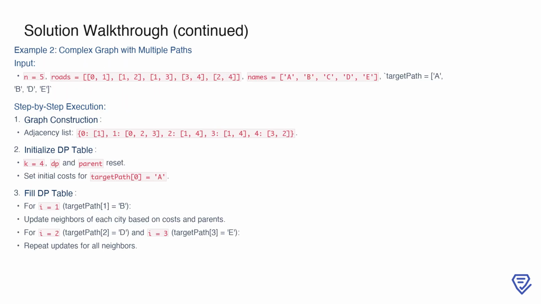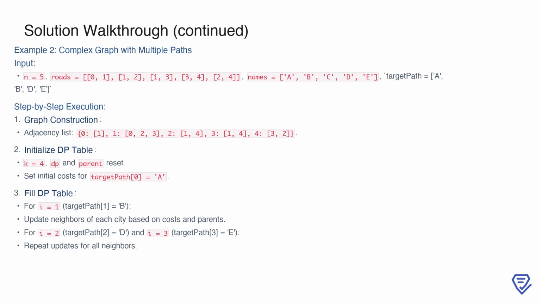In the second example, the graph is larger and has multiple possible paths. We again start by building the adjacency list to represent the graph structure. With the DP and parent tables reset, we initialize the first row based on the first target path value, A. As we progress, the DP table is filled step by step.